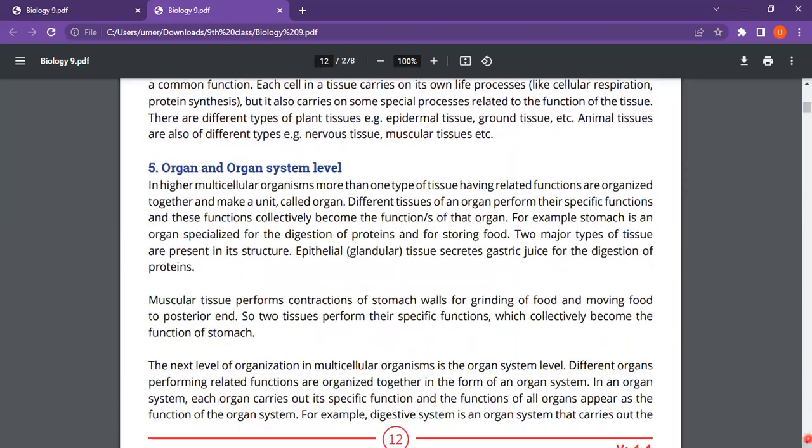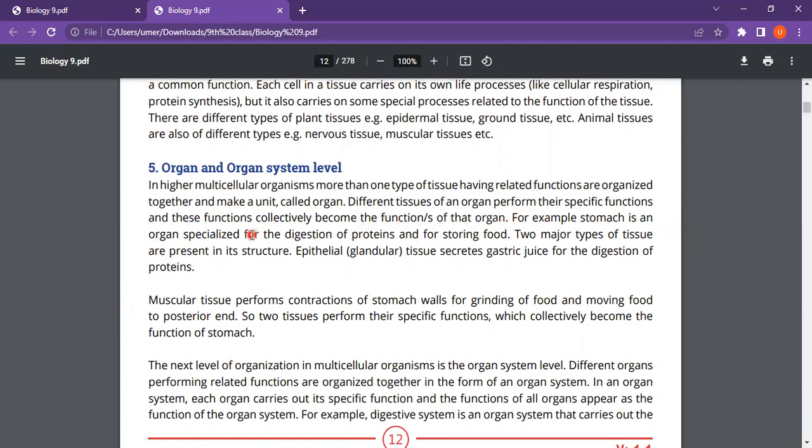Organ and organ system. In higher multicellular organisms, more than one type of tissue having a related function are organized together and make a unit called an organ. Different tissues of an organ perform their specific functions, and these functions collectively become the functions of that organ.